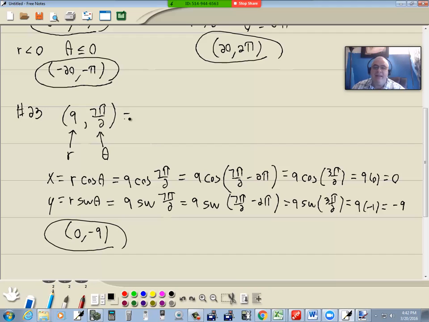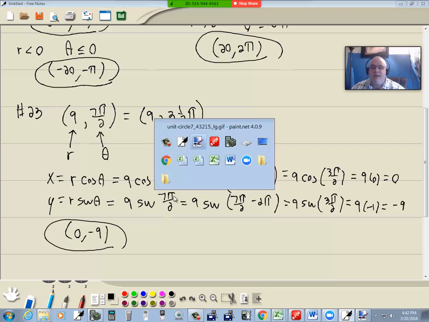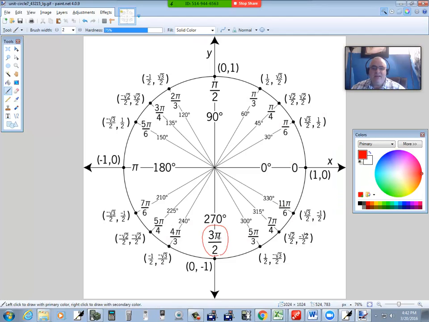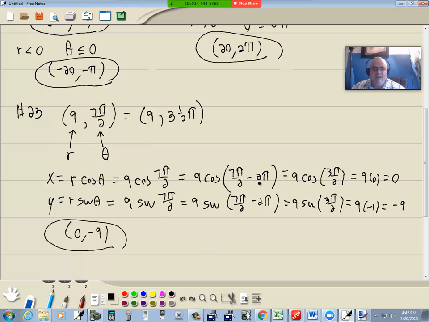Another way to think about that is this is 9, and if I put that in mixed number form, that's 3 1/2 pi. And then if I subtract 2 pi, that gives me 1 1/2 pi, or 3/2 pi. So that's another way you can easily get down here. If this throws you, you can use mixed number form.